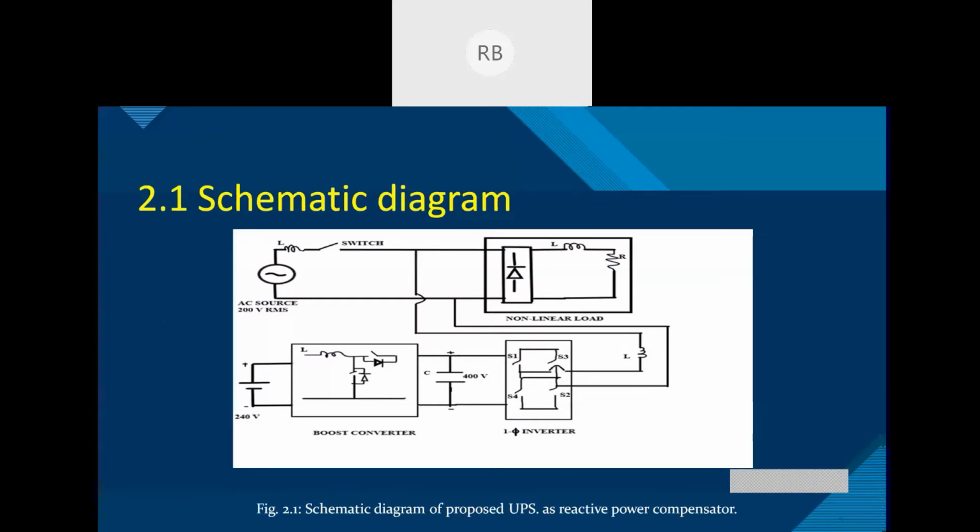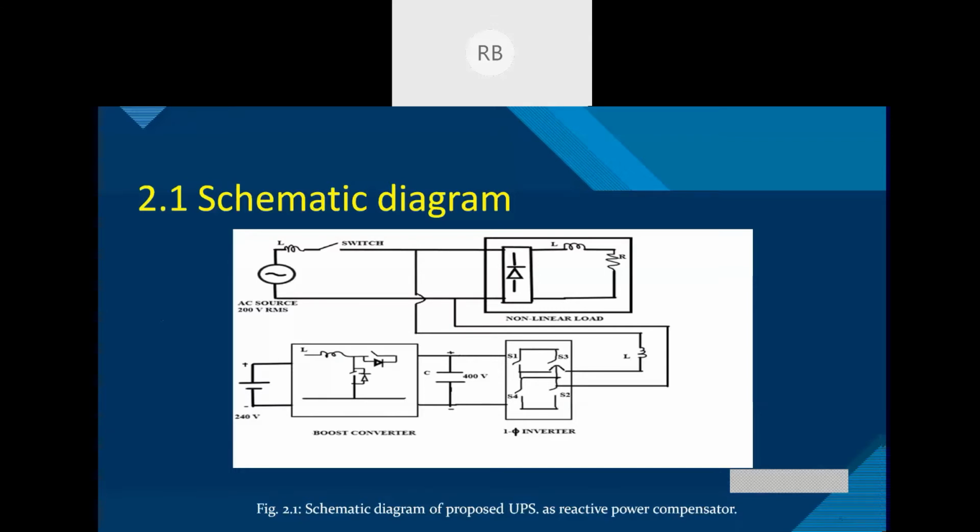Here is the schematic diagram of our project. We have mainly two circuits. In the upper part, we see the non-linear load, that is our load, the domestic load or whatever load. The non-linear load is supplied by the AC source. So when the switch is closed, we have a continuous AC supply.